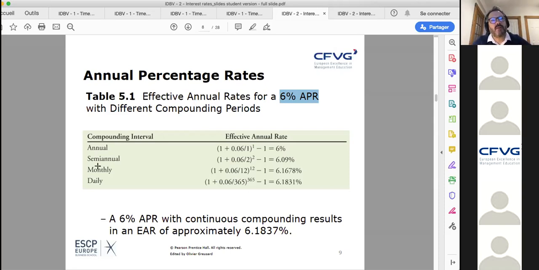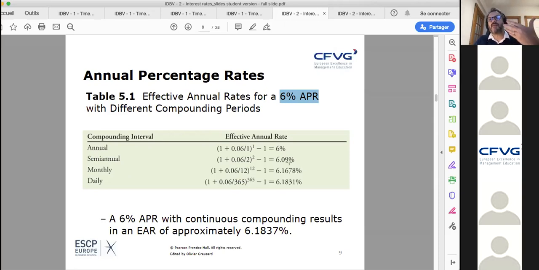Okay, and so the other thing we can say here also is that the higher the frequency of the compounding, the higher will be the real rate that you pay. For example, if you have a semi-annual compounding, okay, so you will use 6% divided by 2, so 3%, okay?